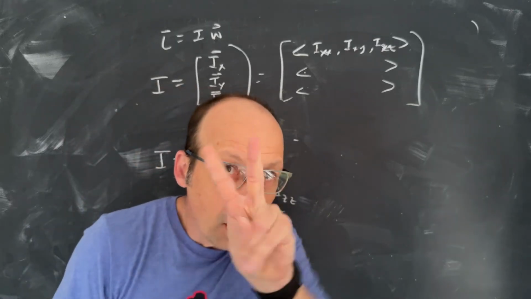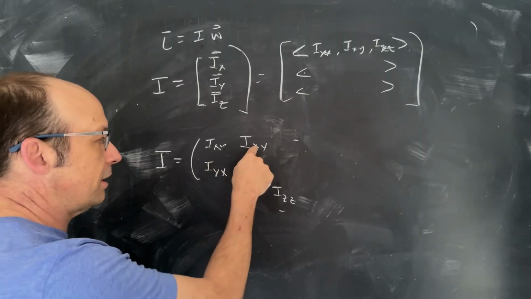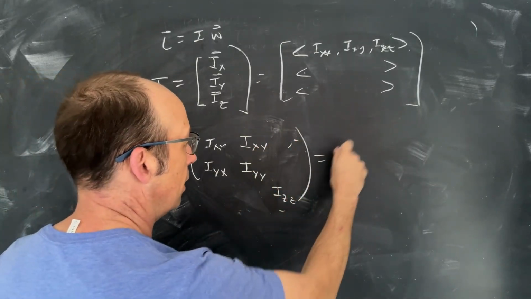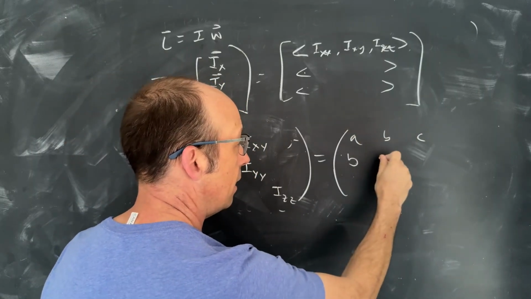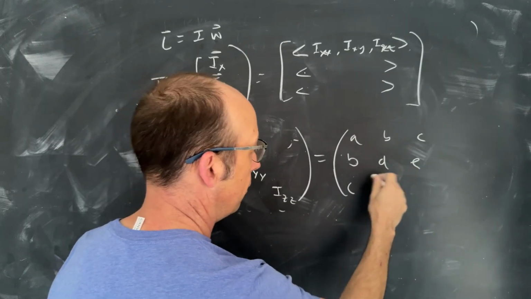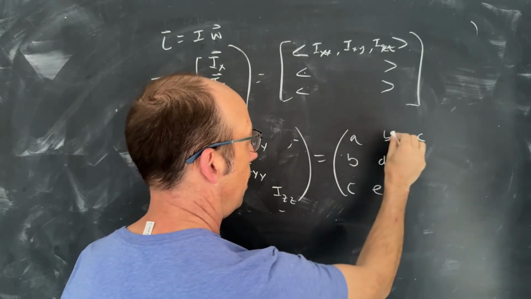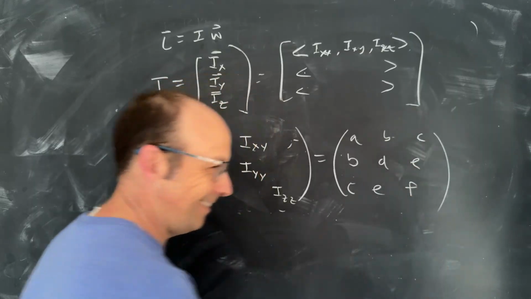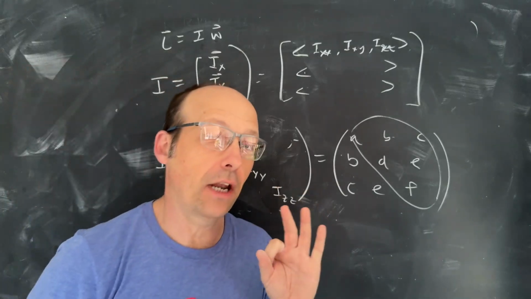But multiplication, you know what this means, right? That means commutes. So this number is the same as that number. And this number, so I can really write my moment of inertia tensor like this: A, B, C, B, D, E, C, E, F. So it's a symmetric matrix, right? So I really only have those 6 values that I care about.